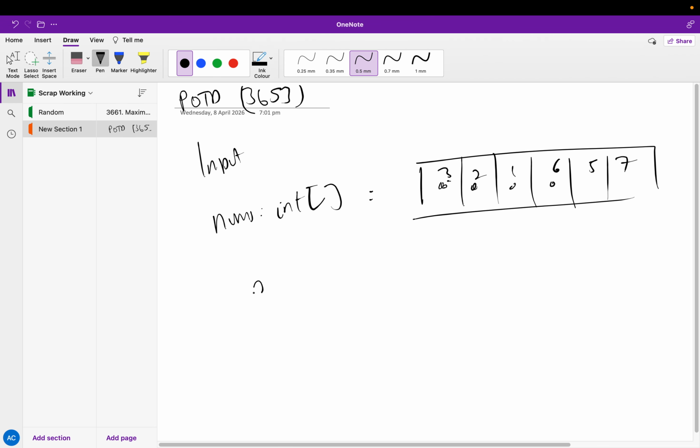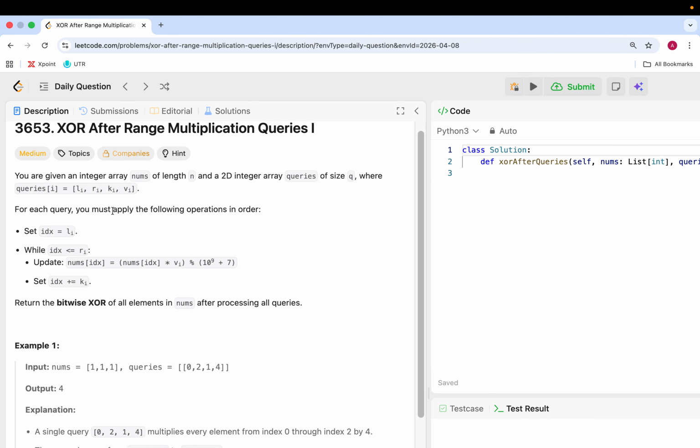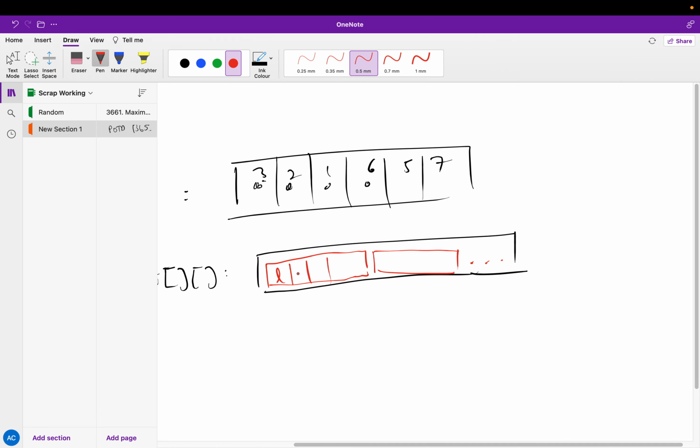And then a query. It's also a 2D array. So you're going to have an array, and within it, each element is going to be an array, and so on. How many things are there? 4? Yeah. Left, right, k, the increment, and the value.